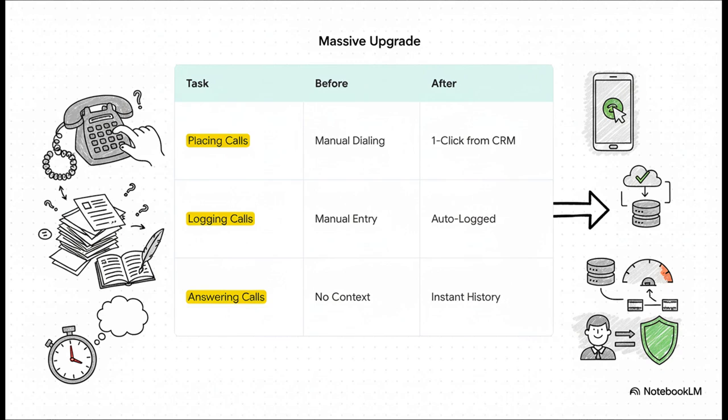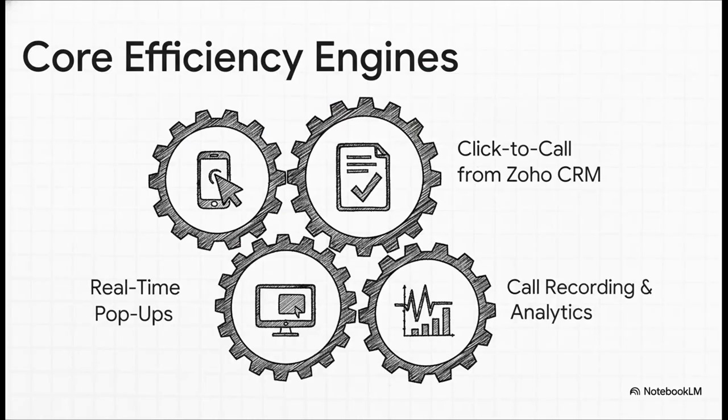Making a call is just one click. Logging a call happens all by itself. And when you answer a call, boom, you instantly know who's calling and their entire history. It's a game changer. These four features right here are the engines making it all happen. Click to call saves a ton of time. Auto-logging means no data ever gets lost. Real-time pop-ups give your team the context they need to shine, and call recordings and analytics give you the insights to keep getting better.